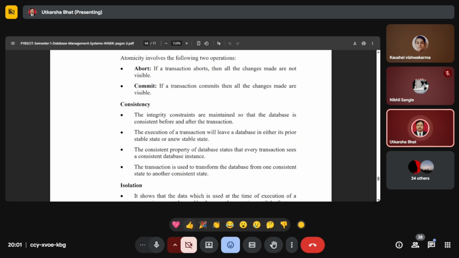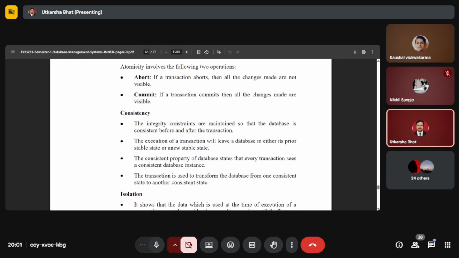Execution of transaction will leave a database in either its prior stable state or a new stable state. Execution जो होता है वो leave कब होता है? It's a prior stable state or new stable state. The consistent property of database states that every transaction sees a consistent database instance. The transaction is used to transform the database from one consistent state to another consistent state.